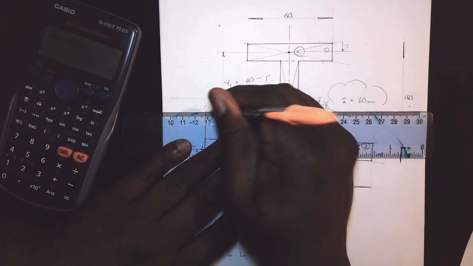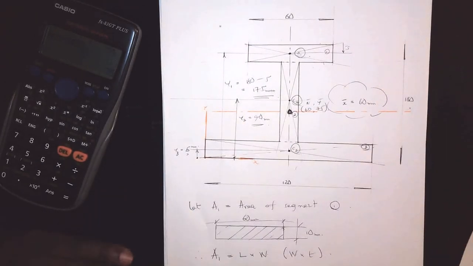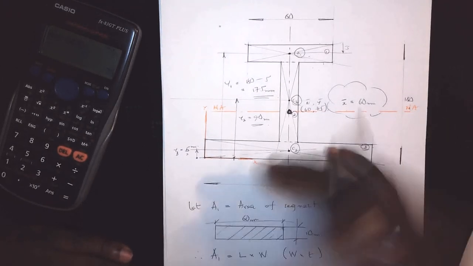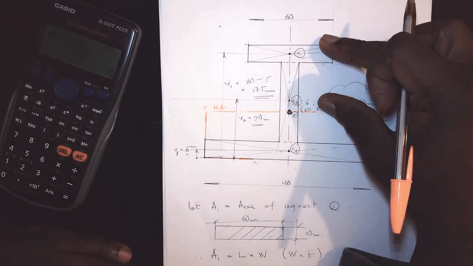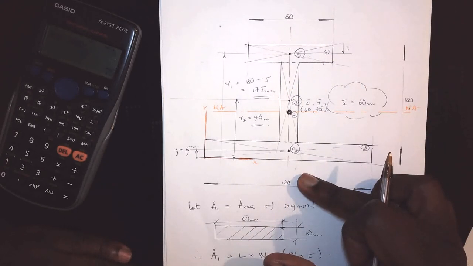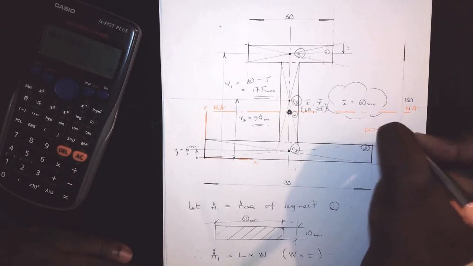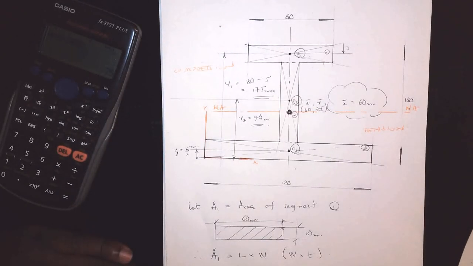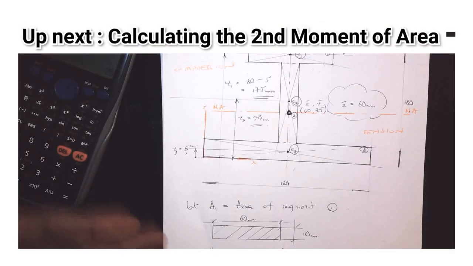The neutral axis is basically the centroid. Let's call that N.A. Above the neutral axis, this section of the beam will be experiencing compression. Below, the beam will be experiencing tension. Tension and compression. And there we have it. We're now going to look into calculating the second moment of area, which would be the next part after this one.